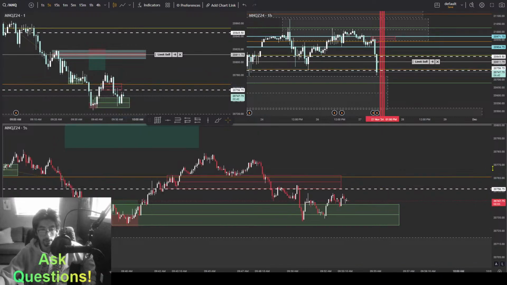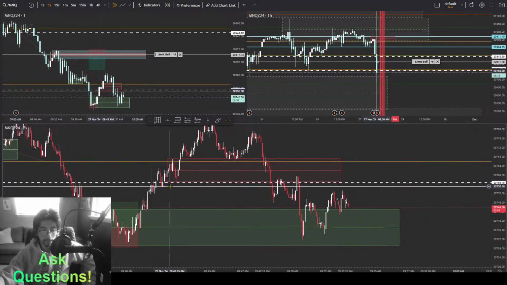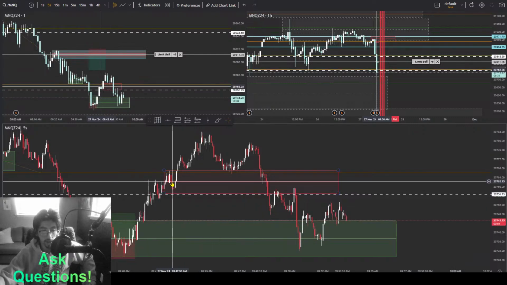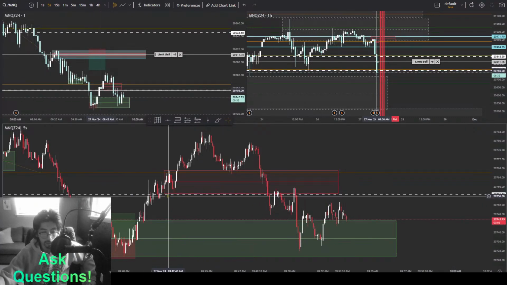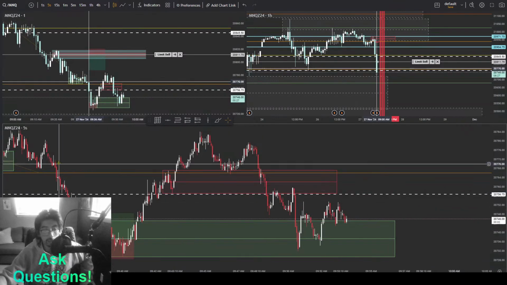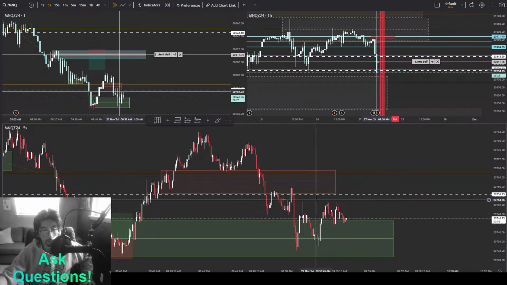Oh, the zone delivered. I didn't even notice. I like the zone a lot. Yeah, look, it delivered 50%. I like the zone because the bottom of it had a higher time frame zone. Even though it already got mitigated, it's just more confluence, like a resistance line.